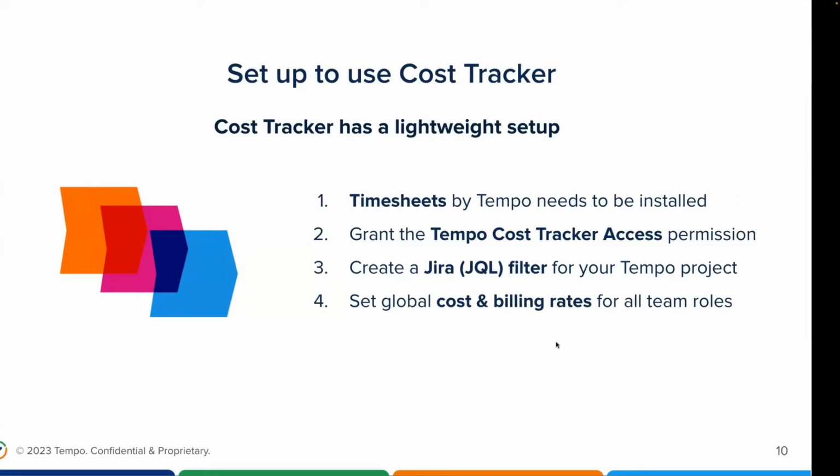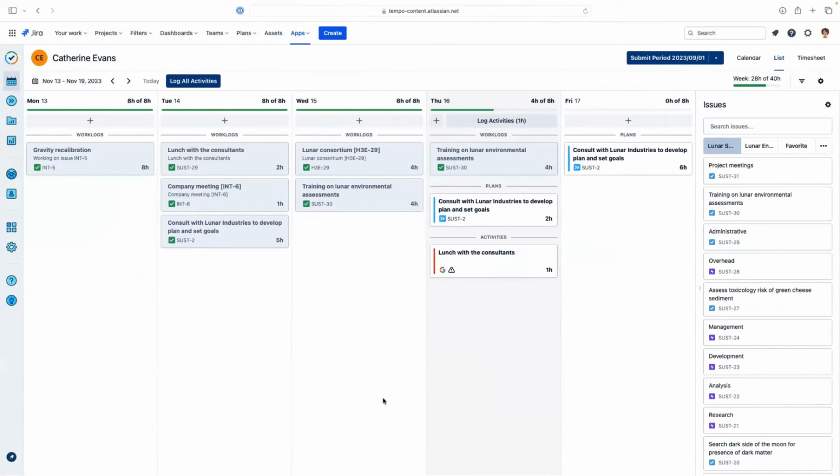So I'm going to go to Tempo here. So the first step, as I said, what you need is to have timesheets installed. And here you see I have some time logged already. So these issues are going to be part of the JIRA filter that I'm going to use for my Cost Tracker project. I also happen to have Planner installed, and this will be the plan time data used for forecasting. And I also have Cost Tracker installed, which obviously you're going to need.